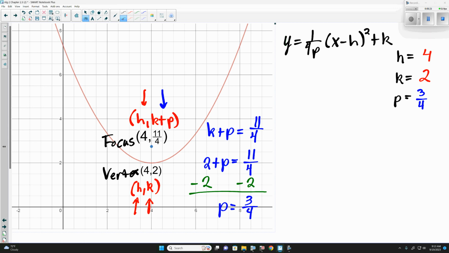Now at this point here, to find the equation, we're going to plug back in. Y is equal to 1 over 4p. Well, p in this case is 3/4 times x minus h. Well, h in our case is 4 plus our k value, which is plus 2.